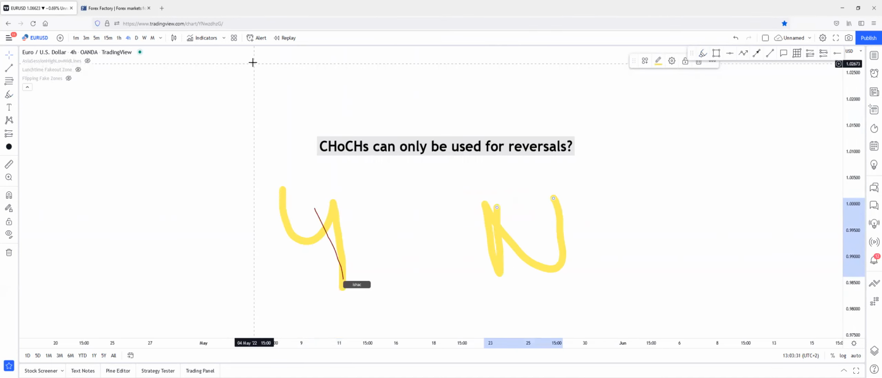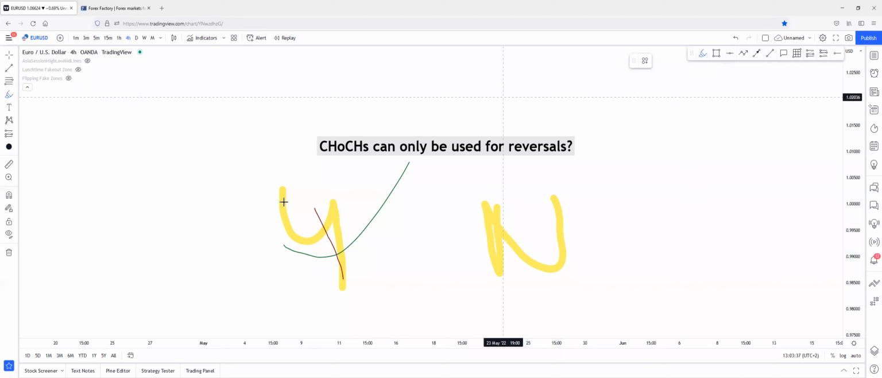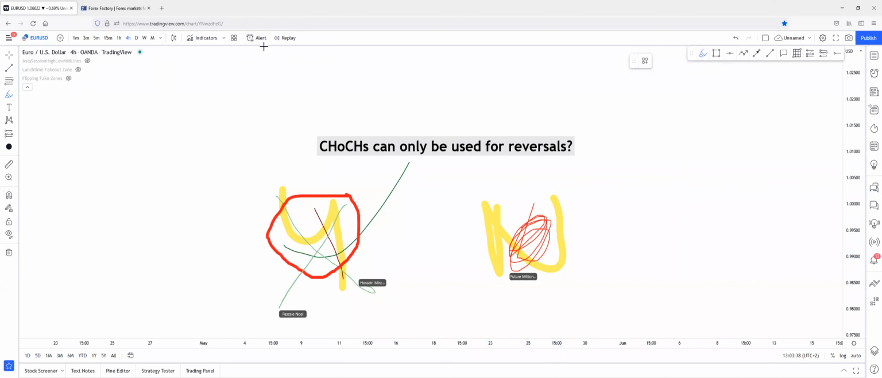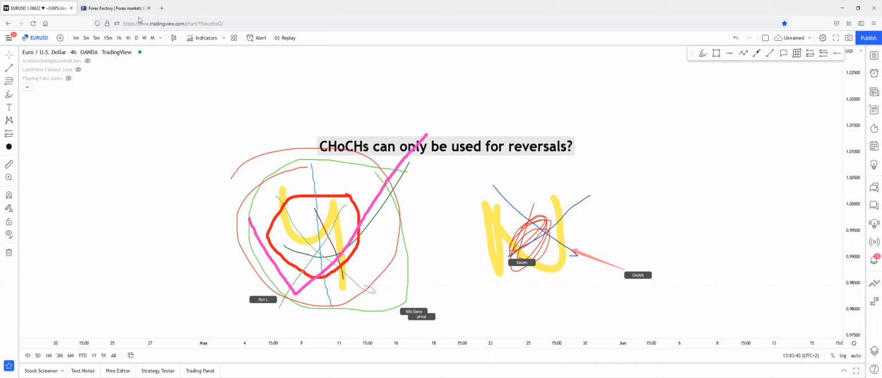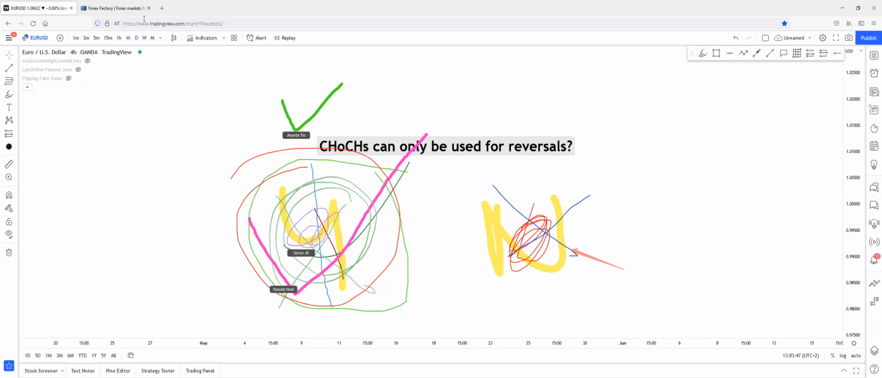Change of characters can only be used for reversals. Is it true or not? Just write on my screen. And keep your answer on the screen, please. Don't remove your answer. If you answered, just keep it there.